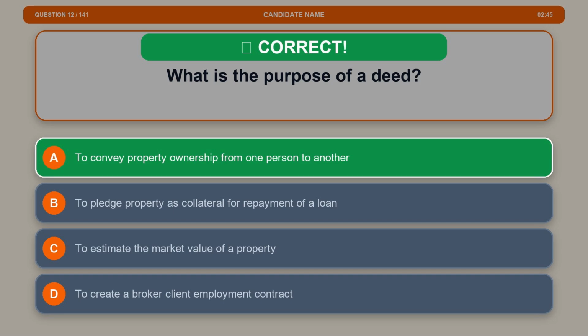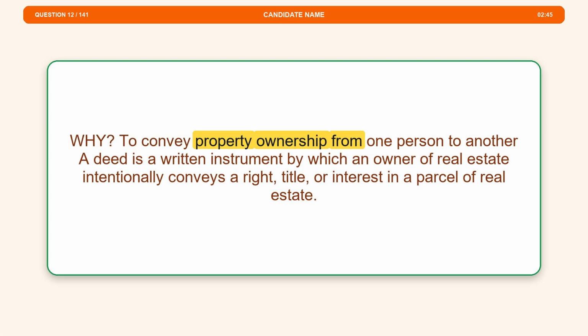The correct answer is option A. To convey property ownership from one person to another. A deed is a written instrument by which an owner of real estate intentionally conveys a right, title, or interest in a parcel of real estate.